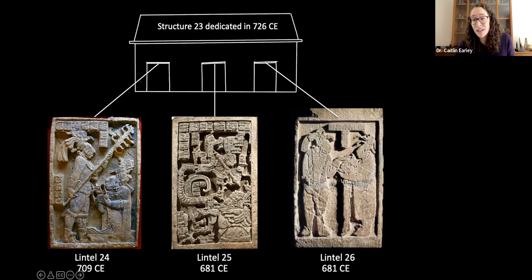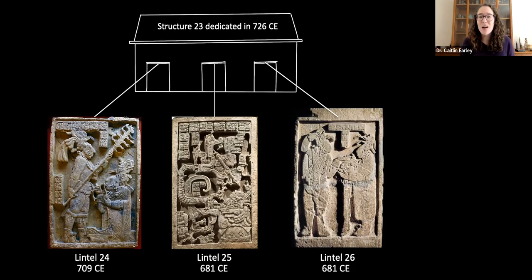The glyphs also tell us that this scene on lintel 25 of conjuring the war deity also happened in 681 CE, while the ritual with our torch and our bloodletting happened much later. So the glyphs tell us that this is a scene that happened in 709. And then all of these lintels were placed into the structure in 726. So right off the bat, the dates kind of challenge the narrative that we often impose onto these lintels.